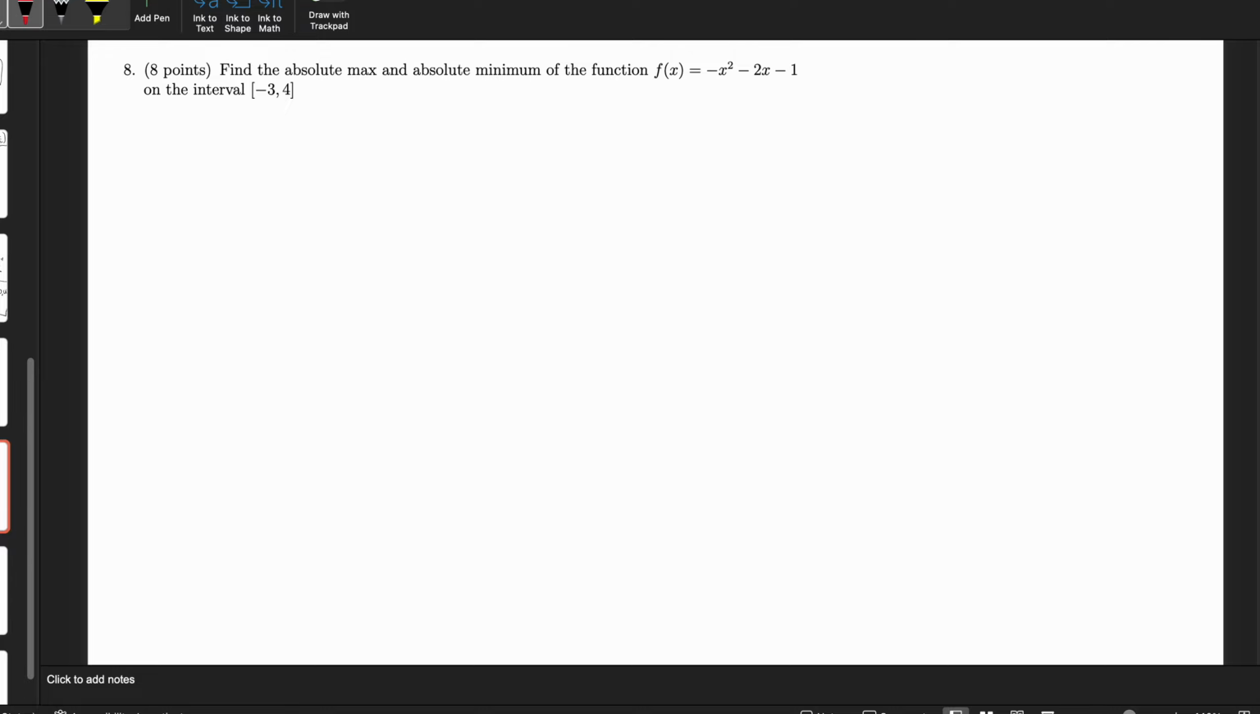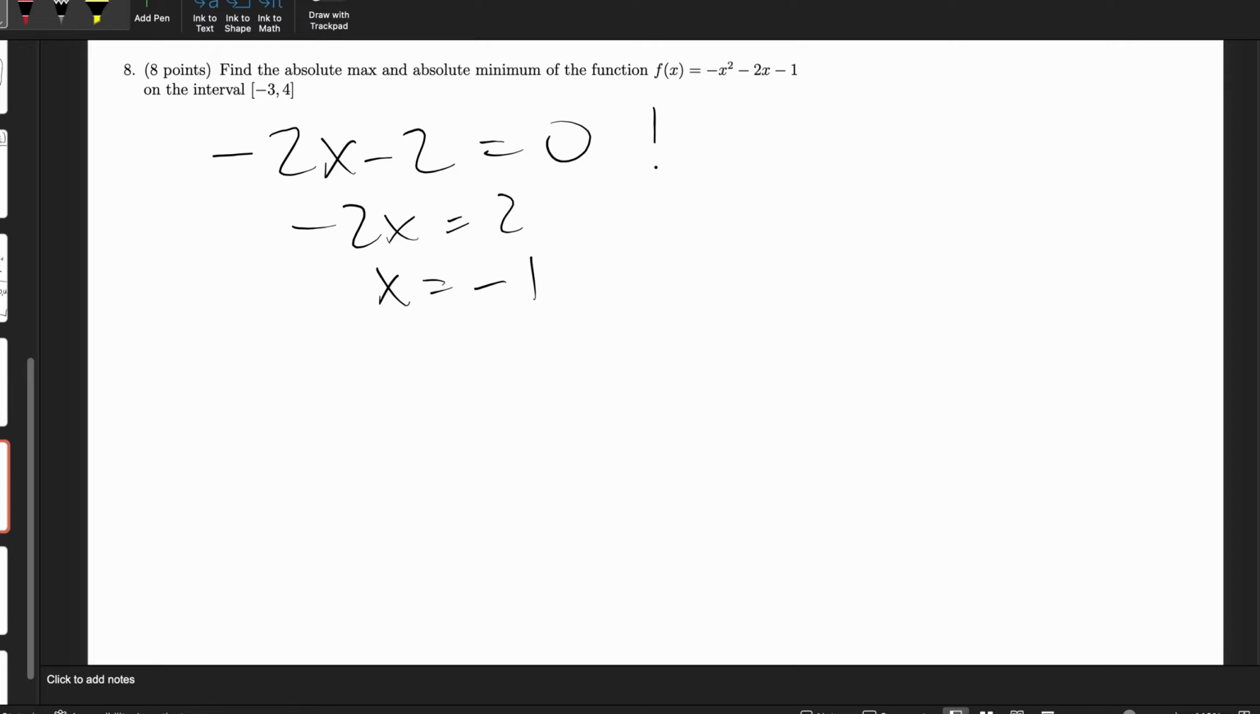Okay, so first of all, we know that local maximums and minimums occur when the derivative is equal to 0. So I'm going to set the derivative here equal to 0. Again, minus 2x equals 2. So that tells me x is equal to minus 1. Okay, so now I'm going to plug in f of minus 1, but I'm also going to plug in these endpoints here, f of minus 3 and f of 4.